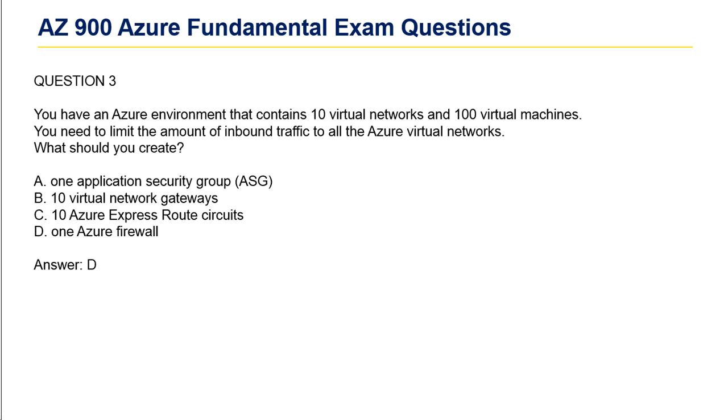Question 3. You have an Azure environment that contains 10 virtual networks and 100 virtual machines. You need to limit the amount of inbound traffic to all the Azure virtual networks. What should you create? A. 1 Application Security Group, ASG. B. 10 Virtual Network Gateways. C. 10 Azure ExpressRoute Circuits. D. 1 Azure Firewall. Answer: D.